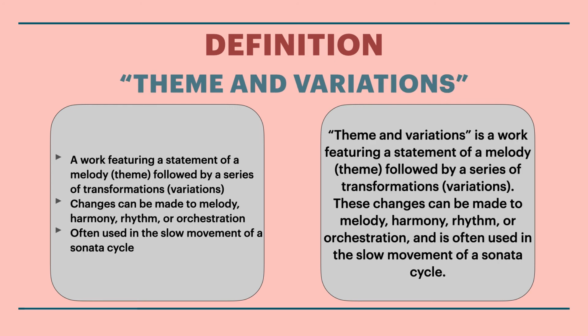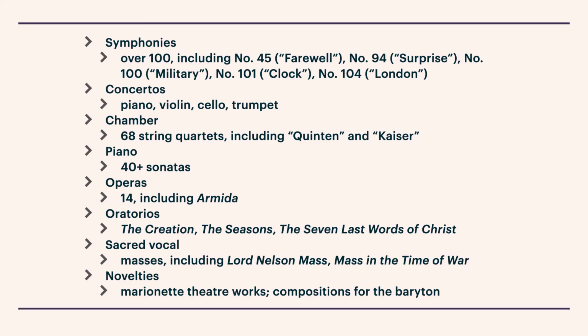Theme and variations. You'd think that theme and variations is self-explanatory, but we got a definition from the RCM on it, so I guess we got to do it. Theme and variations: it's a work featuring a statement of a melody, the theme, followed by a series of transformations, the variations. These changes can be made to melody, harmony, rhythm, or orchestration, and it is often used in the slow movement of a sonata cycle. So that is a whole lot of words to say theme and variations means theme and variations. That wraps up our definitions. Whew! Now let's take a look at some of the important works by Haydn.